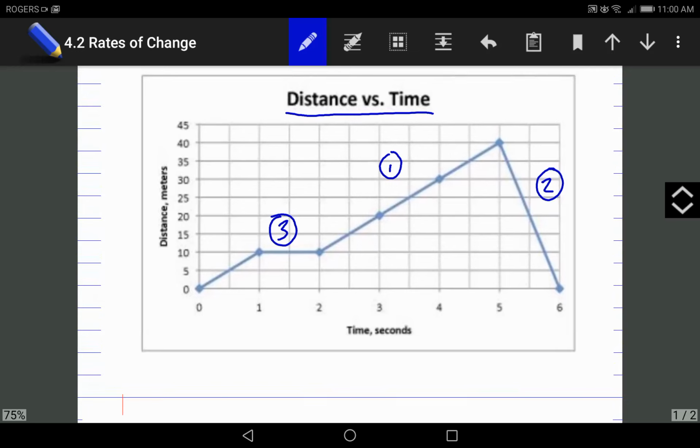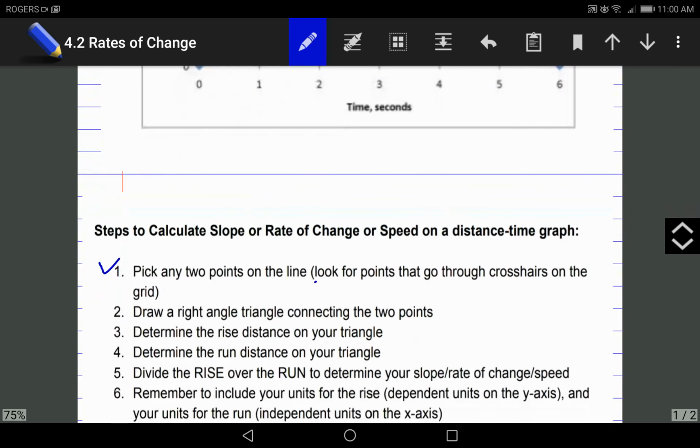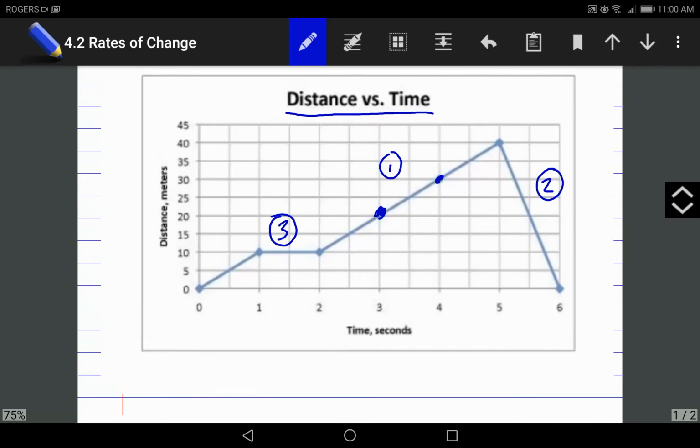Let's pick this one and this one. Notice what I had mentioned here. Look for points that go through crosshairs on the grid. What do I mean by crosshairs on the grid? Well, let's take a look.